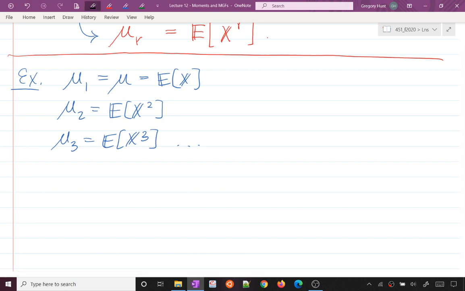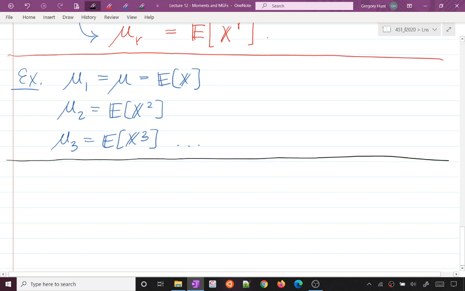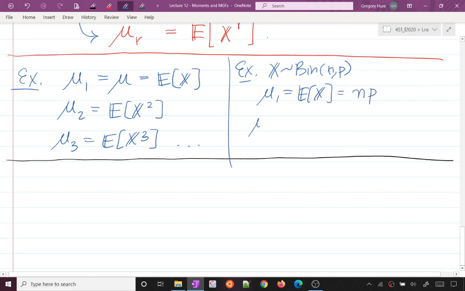And we have actually seen quite a few examples, so let me give another quick example here. If I have a binomial n, p random variable, we had seen that mu1 was the expected value, which was np, and we had seen that mu2, which was the expected value of x squared, we just calculated that, and that had some horrible formula. What was that horrible formula?